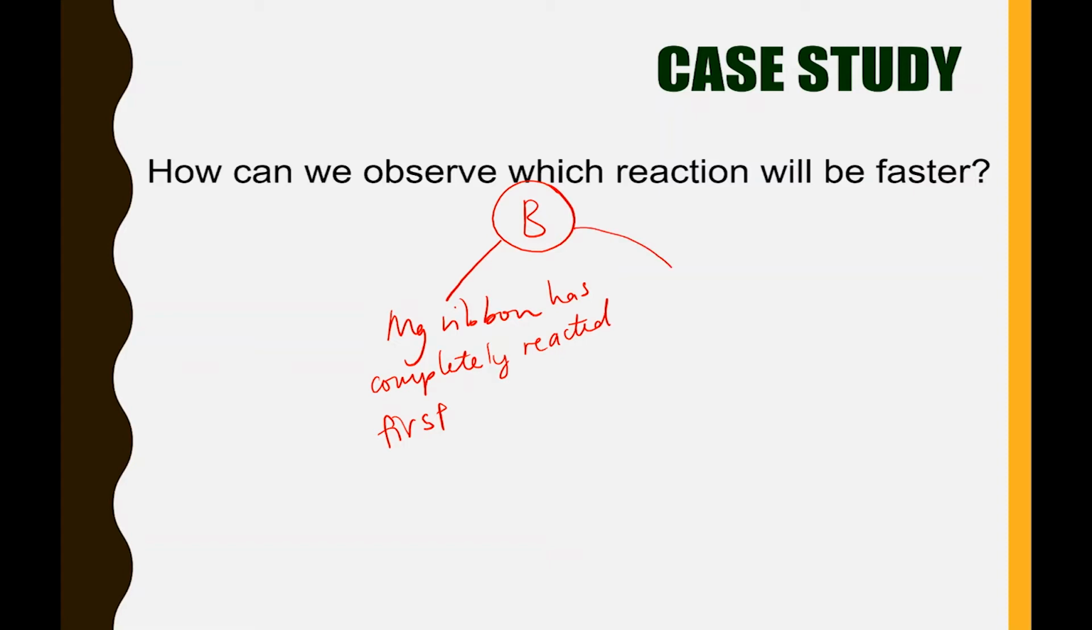The second reason, I want you to look at the effervescence, the bubbles that were produced. If you look at the video again, you will see that beaker B has a higher rate of effervescence produced. So more effervescence was produced in the same amount of time.